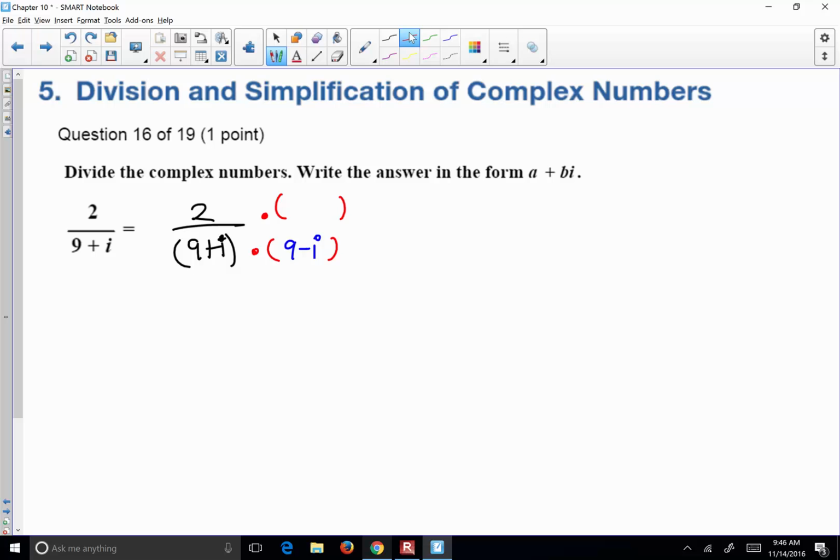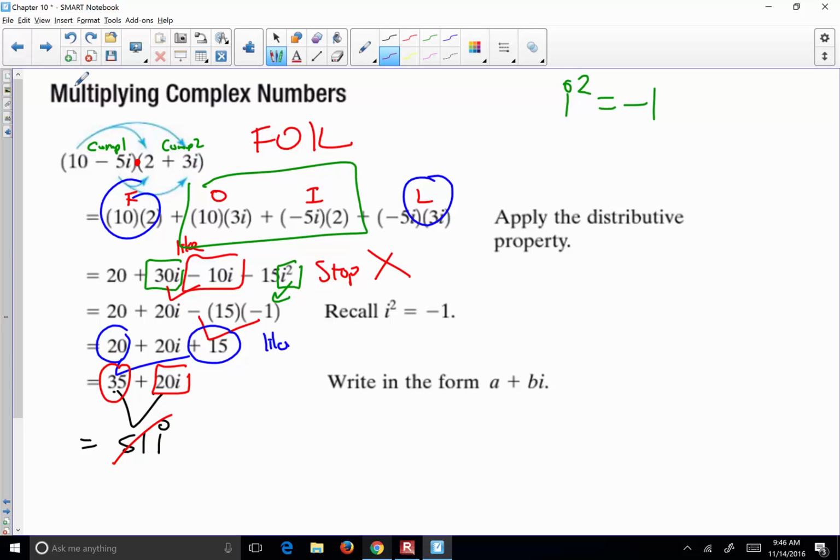You see, I need to put 9 minus i, flip the sign in the middle. Now let's see how this is going to work. Is it going to give any kind of new i's? Let's see. There are two ways to multiply this bottom. Two ways. One is FOIL: first terms, outside, inside, last terms, as it's been explained here.